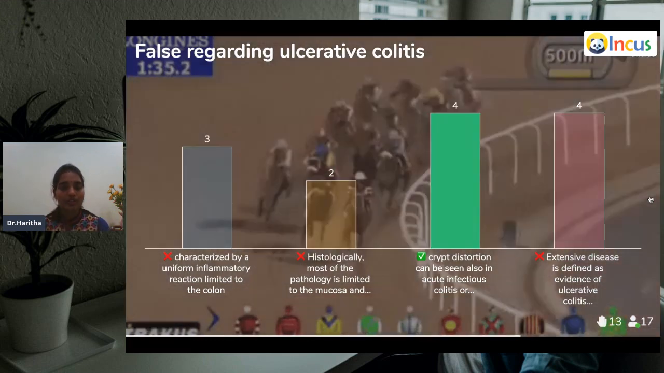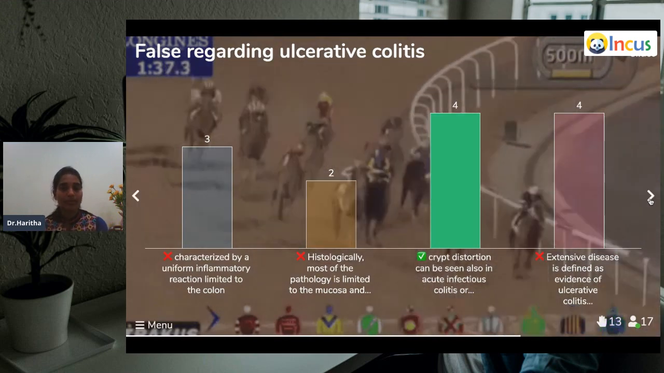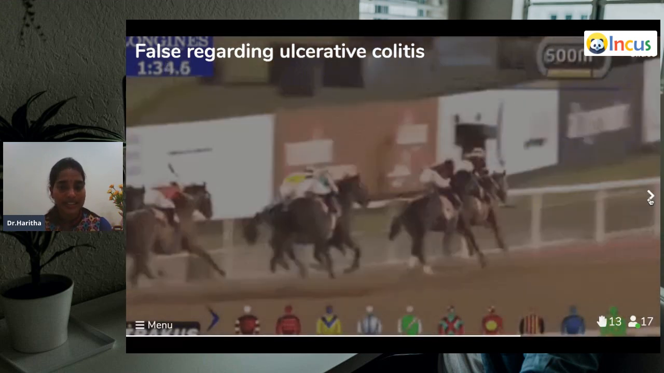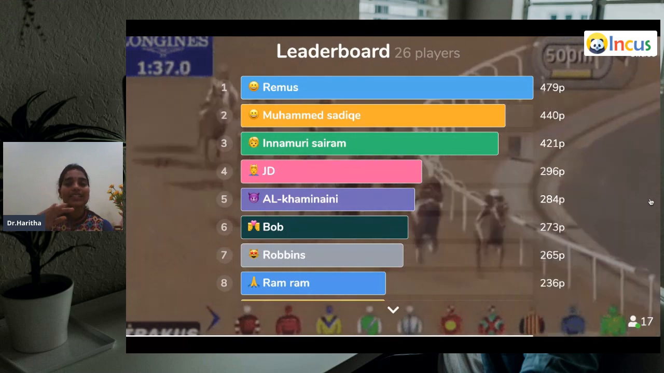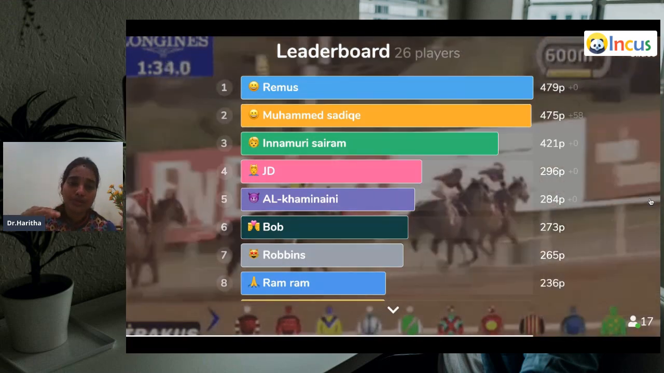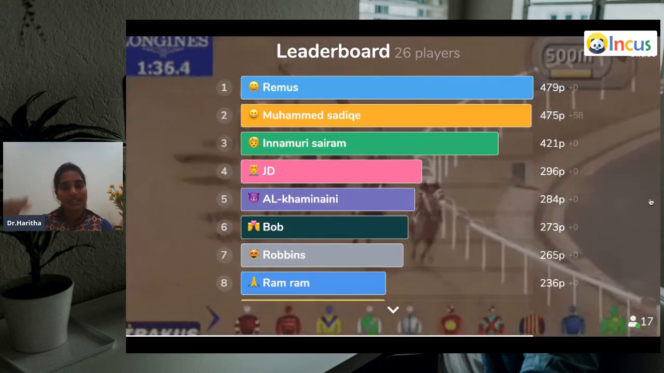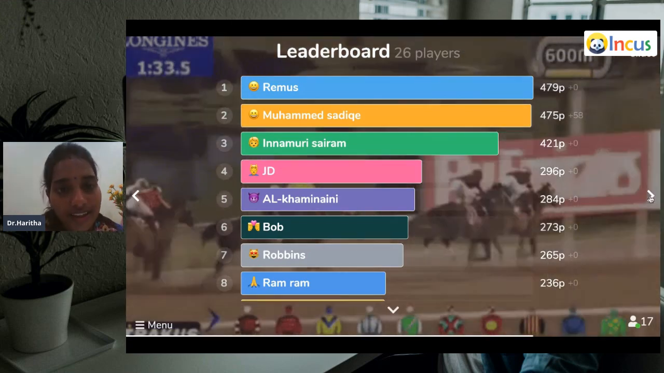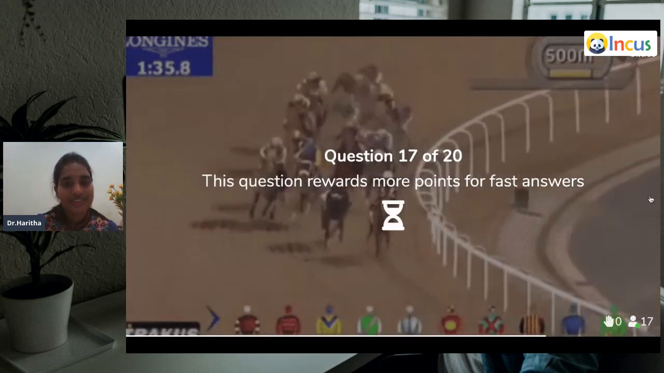So now ulcerative colitis and Crohn's disease. Please remember, both are inflammatory bowel diseases. Ulcerative colitis is superficial. It involves only mucosa and submucosa. Crohn's involves deep layers. Now who is there? Okay, good.